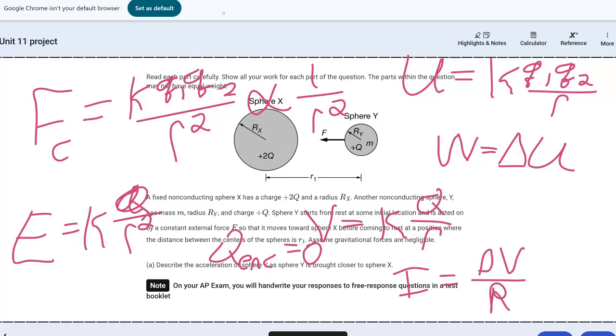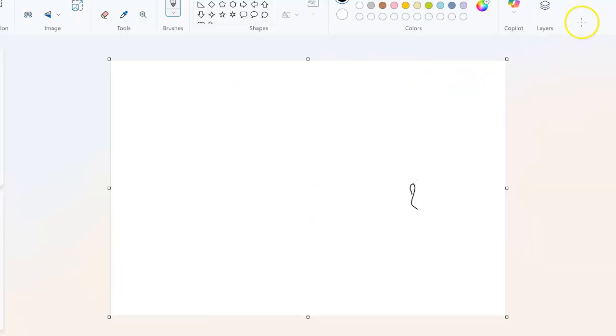And then we're also going to need to know Ohm's law, V equals I R. And then also RC decay. That's I as a function of time: I naught e to the negative t over RC. Okay, so with all those in mind, let's get started.